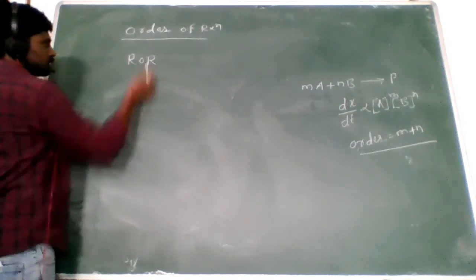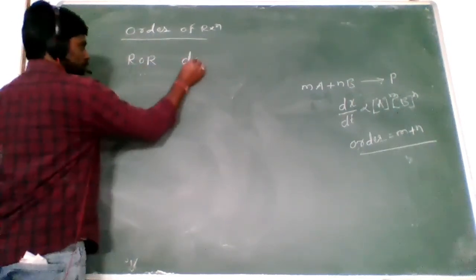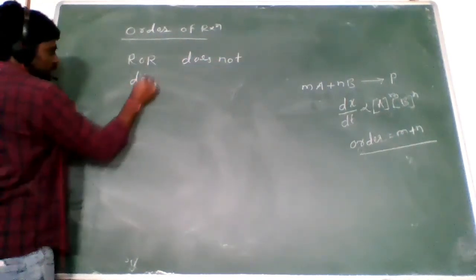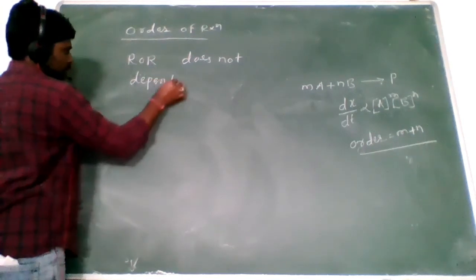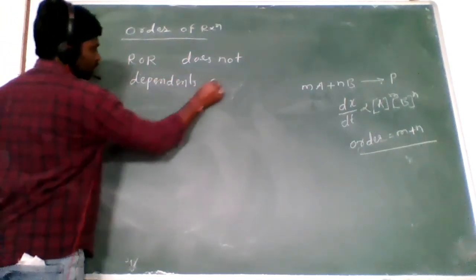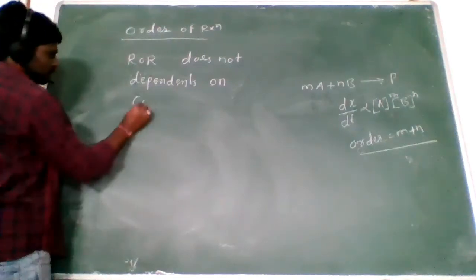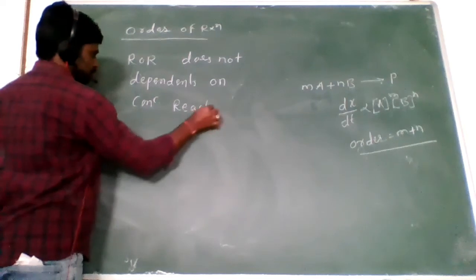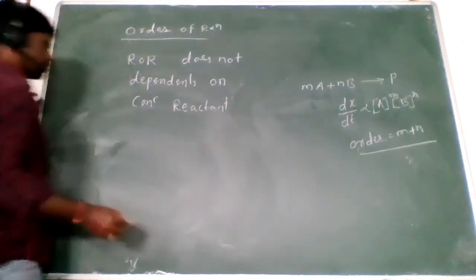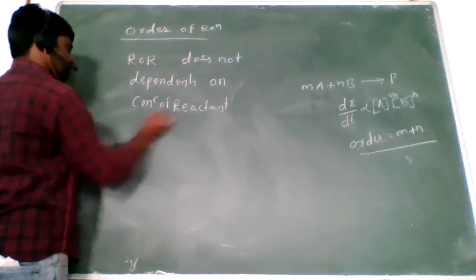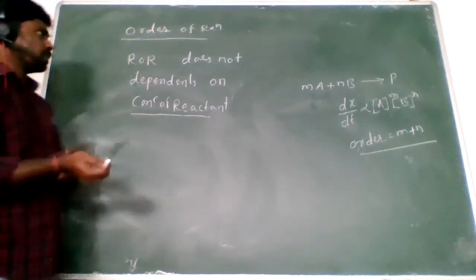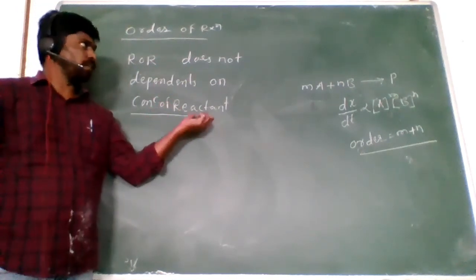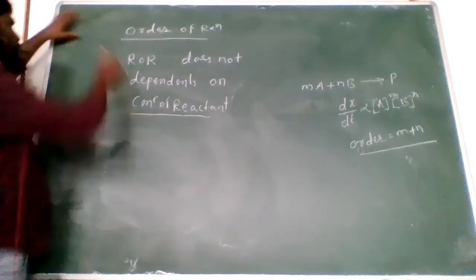The rate of reaction does not depend on the concentration of the reactant. So it means the rate of reaction does not depend on the concentration of the reactant. That is called the zero order reaction.